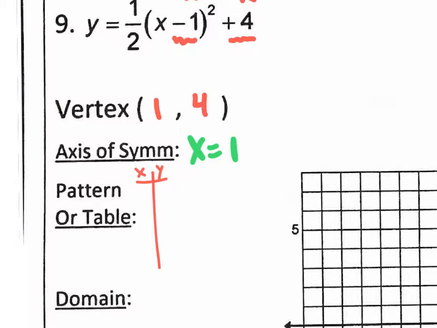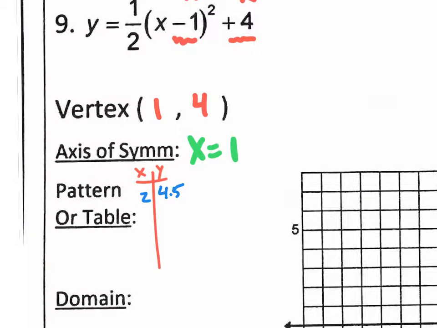So for example, if I plug in a 1, actually, no, I already plugged in a 1. That gave us the vertex, 4, output 4. So let's plug in a 0 or plug in a 2, right? Let's do 2. 2 works out pretty good. When we plug in 2, 2 minus 1 is 1, and 1 squared is 1, and 1/2 times 1 is 1/2, and 1/2 plus 4 is 4.5. So when I plug in 1, I get a 4. When I plug in a 2, I get out 4.5.